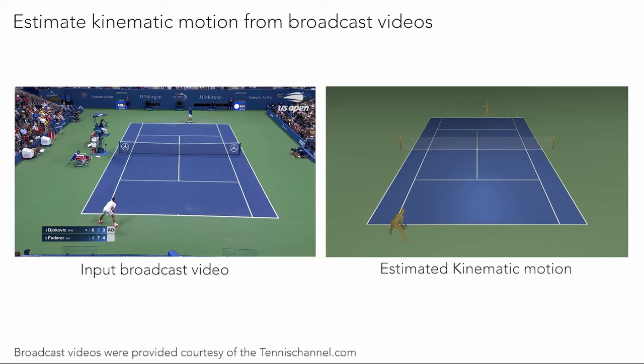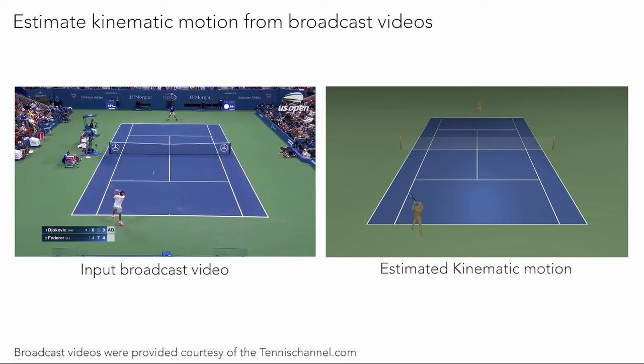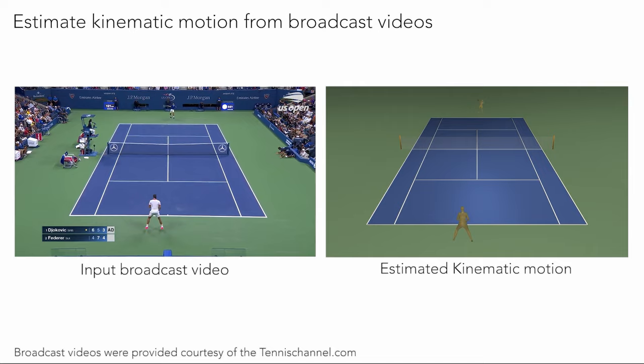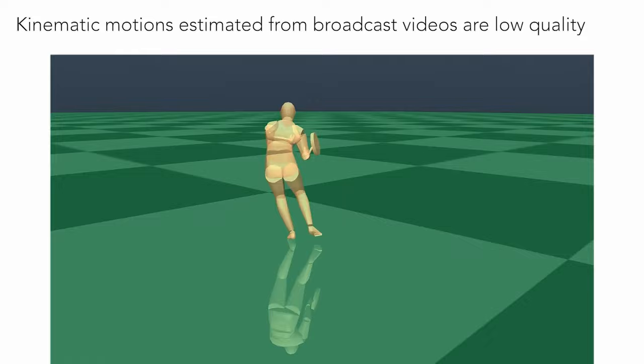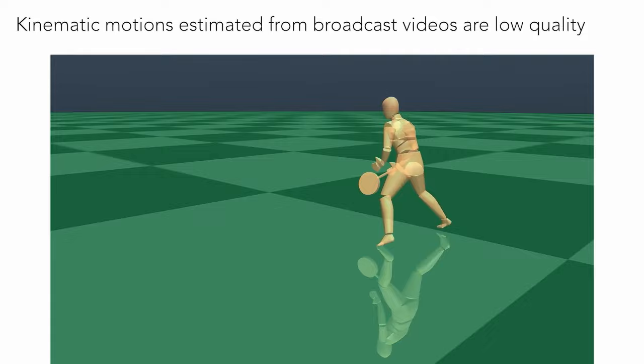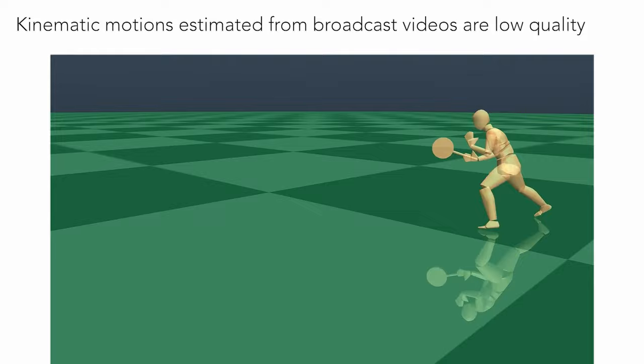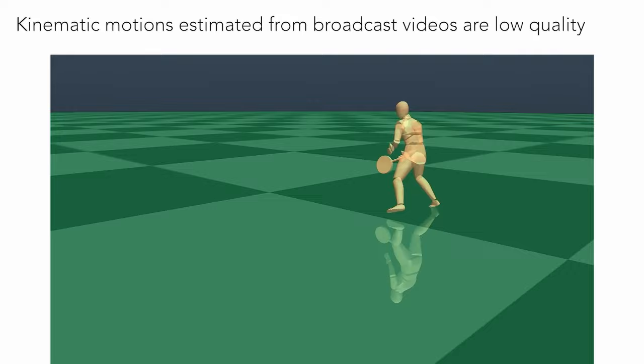To build our tennis motion dataset from raw videos, we use a combination of 2D and 3D pose estimators to reconstruct the players' poses and root trajectories. However, the estimated kinematic motions are pretty noisy, with jittering and foot skating artifacts. More importantly, the wrist motion for controlling the racket is inaccurate, since it is difficult to estimate the wrist or the racket motion due to occlusion and motion blur.